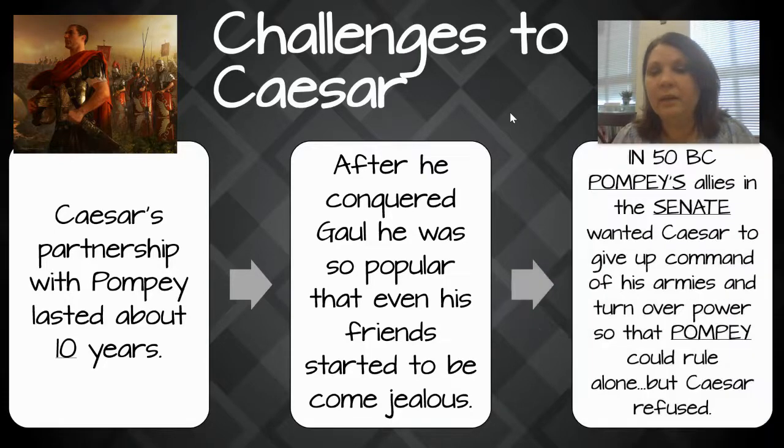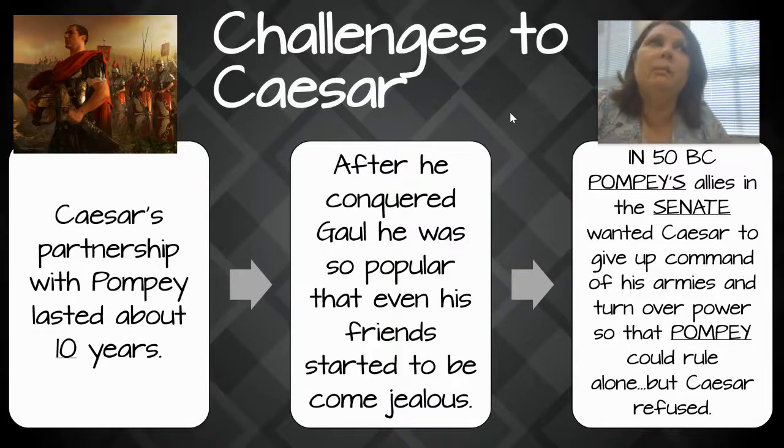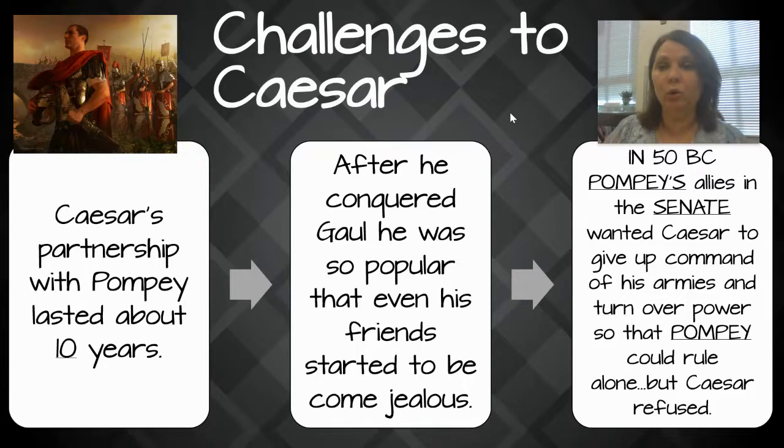And in 50 BC, Pompey's allies in the Senate wanted Caesar to give up his command of his armies. They felt the army was too strong and too loyal to him and not loyal to the Republic, and they wanted him to let that control go. Just like Cicero said, he wanted the generals to have less power, and so they asked him to do that, and they wanted Pompey to rule.